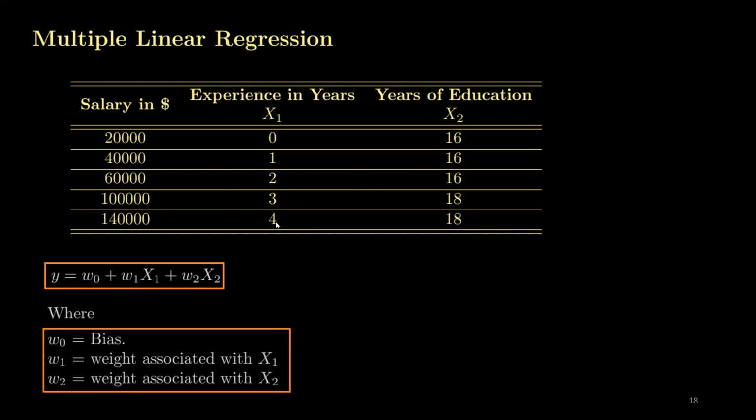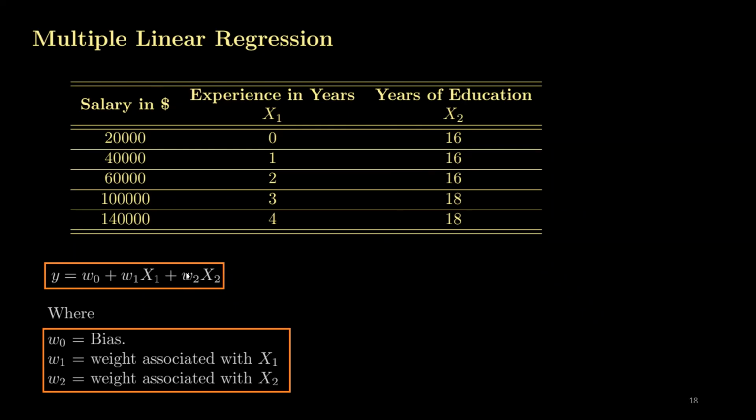This is our salary data set, and here I have added an additional feature, which is years of education. Now this feature is denoted by X2 in this data set. Now I have two features, X1 and X2, and my target variable, which is salary in dollars, depends upon these two features. In that case, my regression will be known as multiple linear regression.